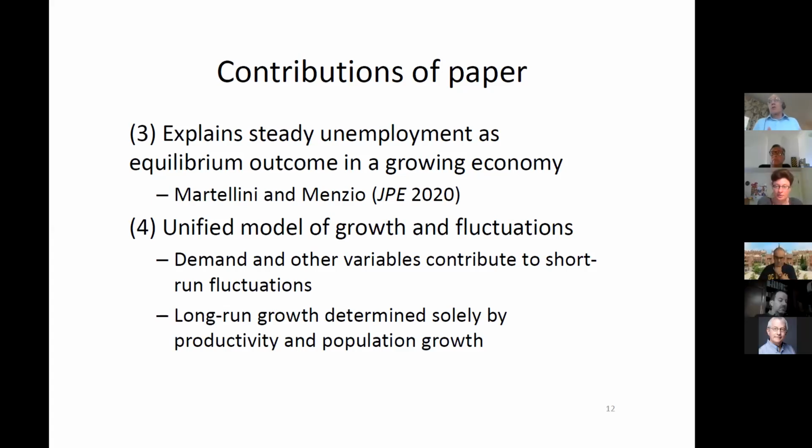Fourth contribution, it's a unified model of growth and fluctuations. I'm not going to give you one model and say this is the short run and another model and say that's the long run. Here it's one single model. Prices are always perfectly flexible, short run or long run. In this model, the long run is determined solely by productivity and population growth. That's the nature of the model's prediction. In the short run, all kinds of things can contribute to fluctuations. I've been emphasizing demand. Other things, productivity shocks and so on, would also contribute to short run deviations.